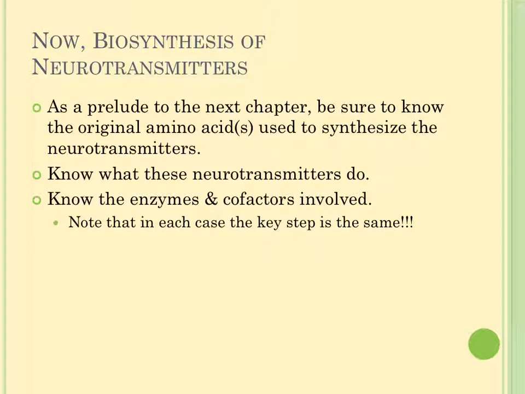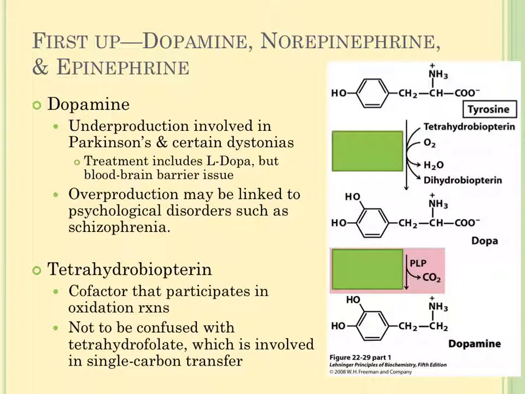The last chapter that we're going to be doing. I do want you to know what the neurotransmitters do. You need to know the important enzymes and the cofactors. You're going to see there's a similar step pretty much in all these cases, so it's not hard in that sense. You learn one, and see the same thing over and over again. Once again, try not to look ahead at the notes, because I want you to know the logic rather than just reading off the notes.